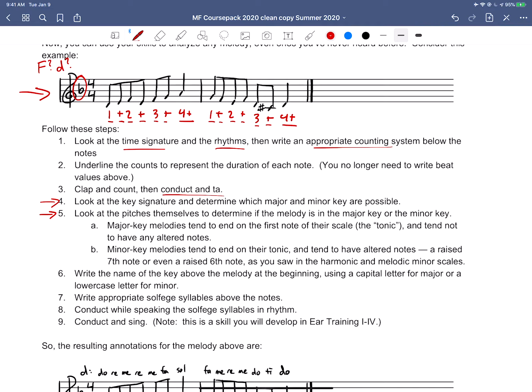So here are some criteria to consider. If you're in the major key, a melody tends to end on the first note of the scale, or the tonic, and they tend not to have any altered notes.